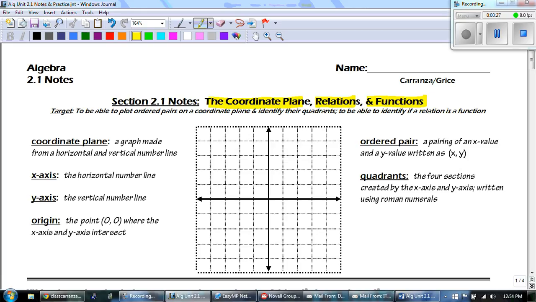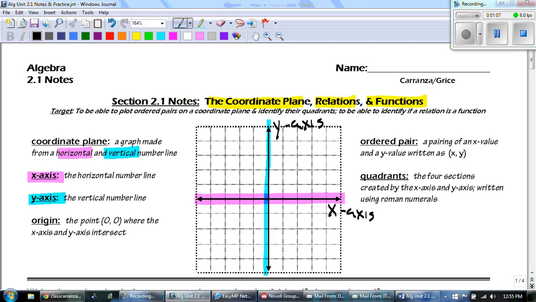So, a coordinate plane. Ta-da! This is what the coordinate plane looks like. It's a graph made from a horizontal and vertical number line. The x-axis is the horizontal one, so if you want to label it, this is our x-axis. Now, the y-axis is the vertical number line, so this is our y-axis.